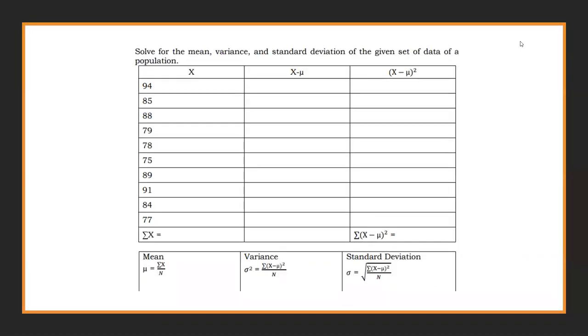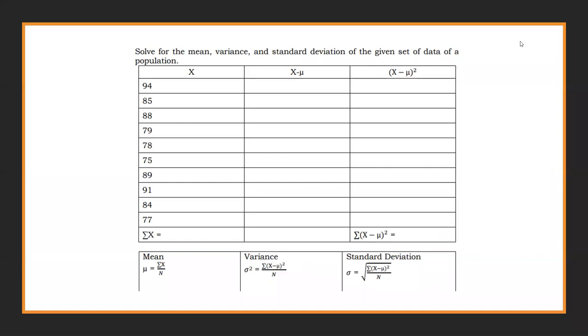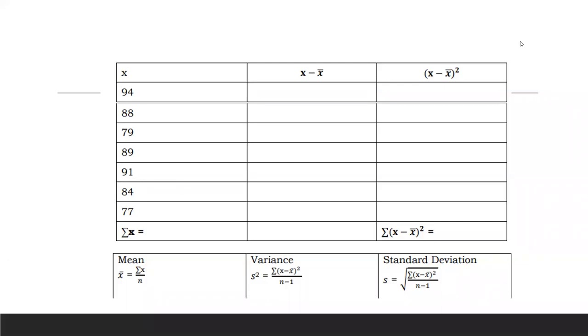Sa variance naman, ang ginagamit nating symbol for variance ay sigma squared, while sa sample naman is s squared. Then pagdating naman po sa standard deviation, ang ating parameter para sa standard deviation, which is the symbol, is sigma, while sa standard deviation naman ng statistics or for our sample is s lang. Okay?